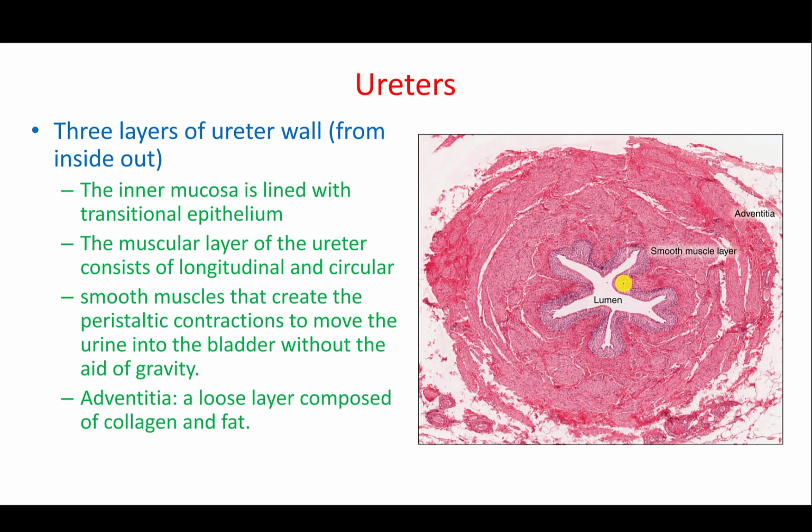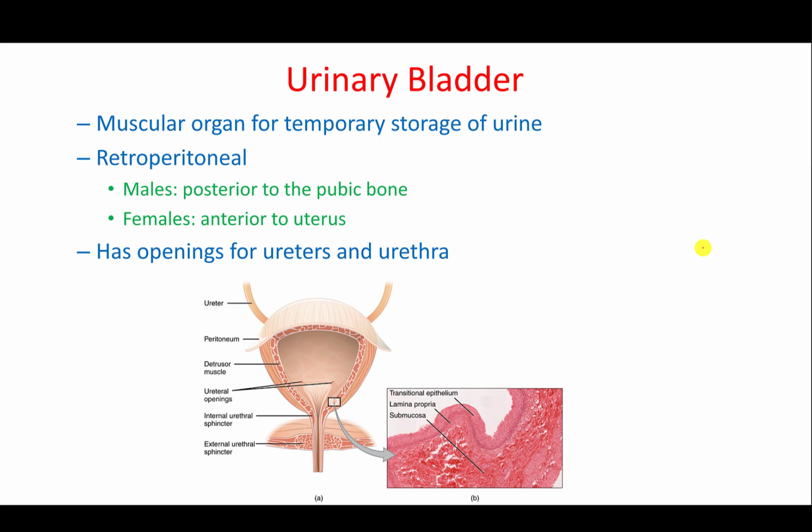And here we have like a one-way valve that would prevent the backflow of the urine up to the ureter. This is a transverse section of the ureter, and you can see the lumen surrounded by smooth muscle. These smooth muscles will contract to create something like peristalsis movement that would keep moving the urine forward, even without the aid of gravity. Then we have the urinary bladder, which is a kind of temporary storage of urine.